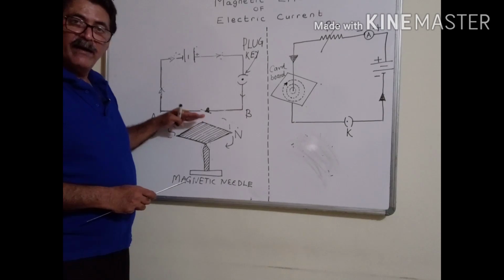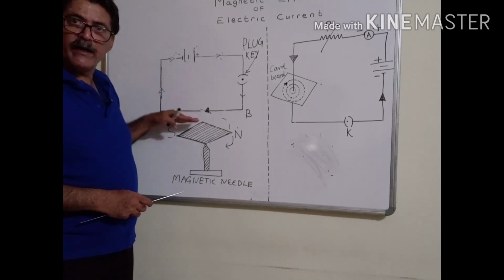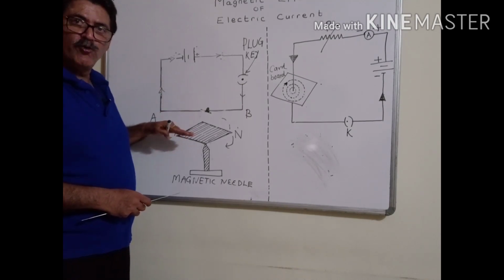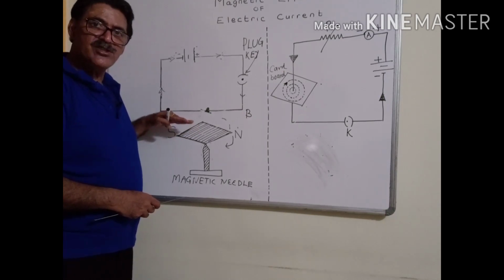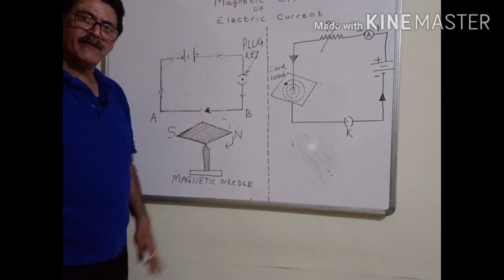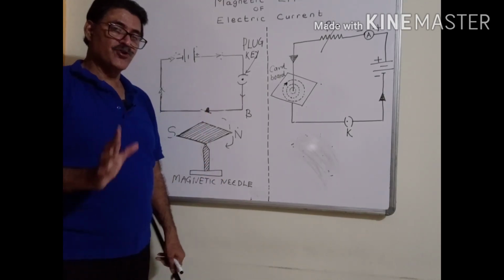And as you move away, for a given value of current, you don't change the current now, if you come near the conductor, the strength of magnetic field is strong, and if you go away from the conductor, the strength of magnetic field decreases. These are two important learning points that you should know.